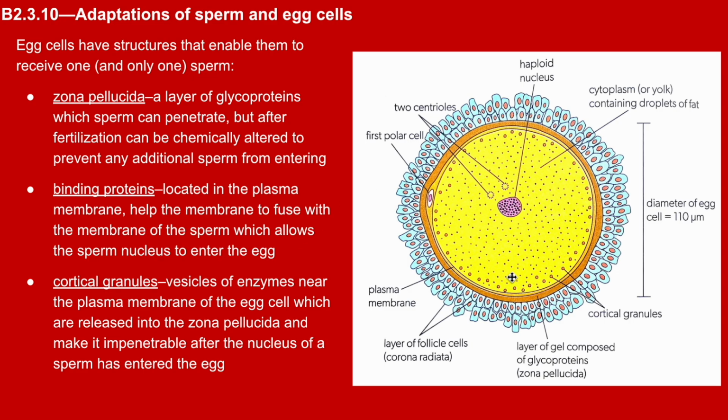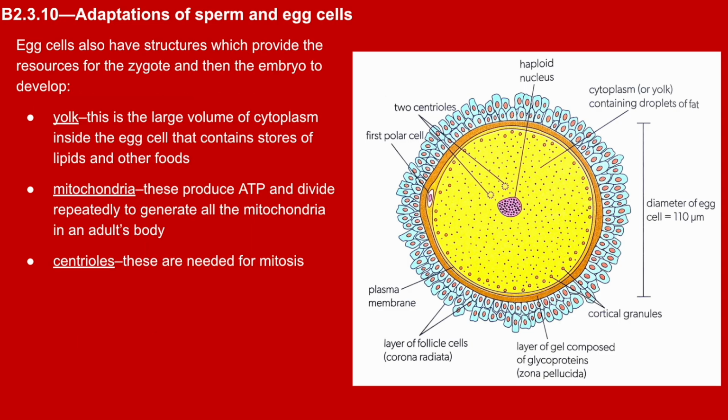Now, you can see here, these little orange circles are cortical granules. These are vesicles that contain enzymes. They're located near the plasma membrane. When the first sperm enters the egg, those cortical granules immediately release their enzymes into the zona pellucida, which prevents any additional sperm from being able to enter. It becomes impenetrable in order to make sure we don't have multiple sperm in the same egg.